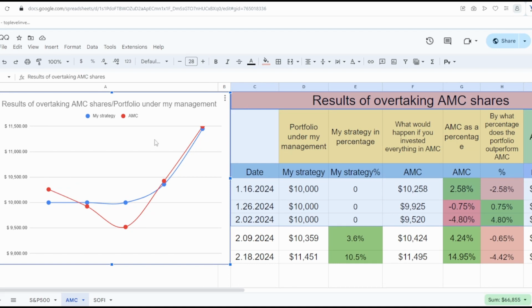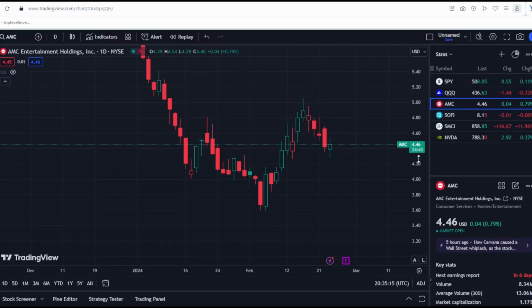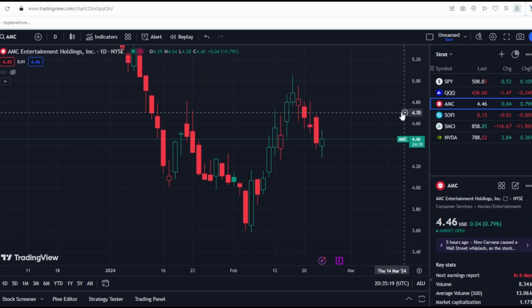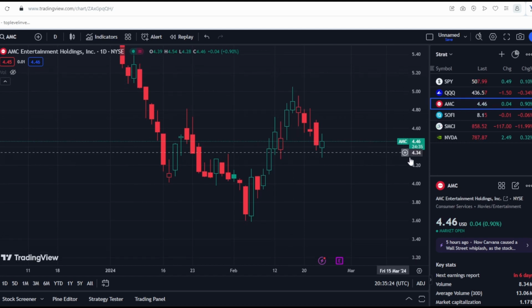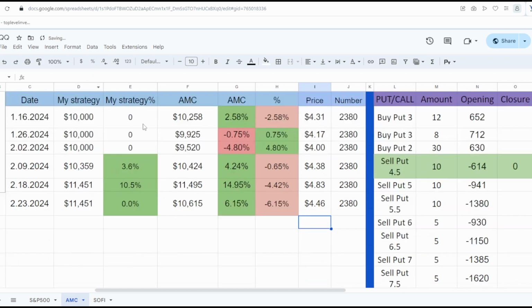Let's write here February 23rd, today's date. I also add the price of AMC at the moment. The price is $4.46, but the end of trading is about to end, so I will make a more accurate price. Let's write here $4.64, and at the moment, compared to the beginning of the experiment, AMC is up 6%, and it was up 15%. I also adjusted it a bit here. In the future, I will possibly make it so that everything is automatically adjusted for us.